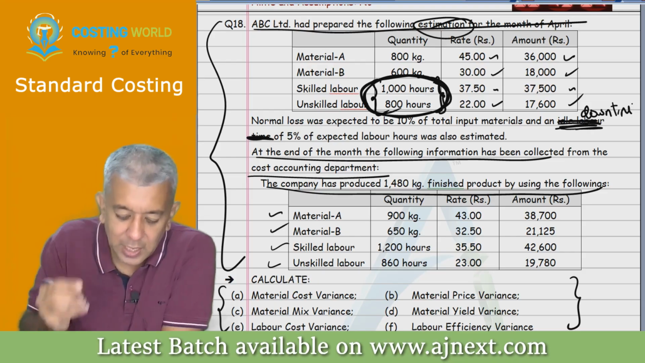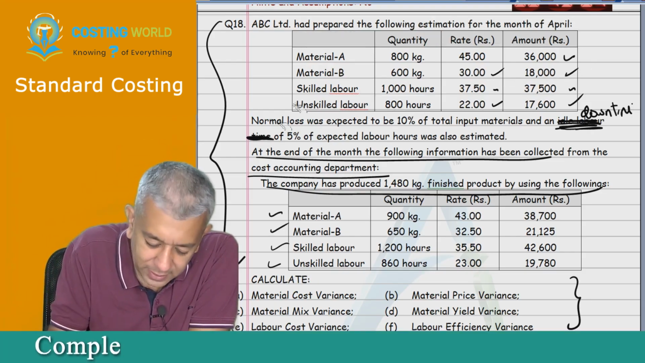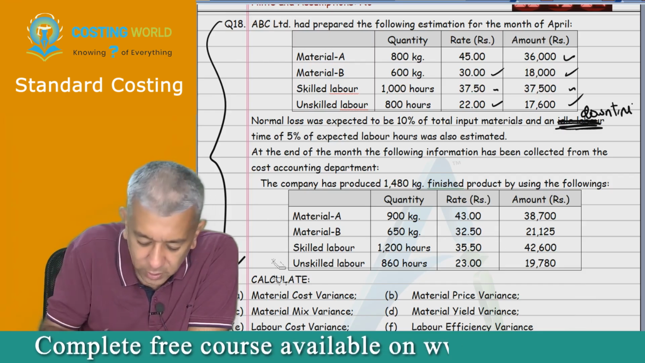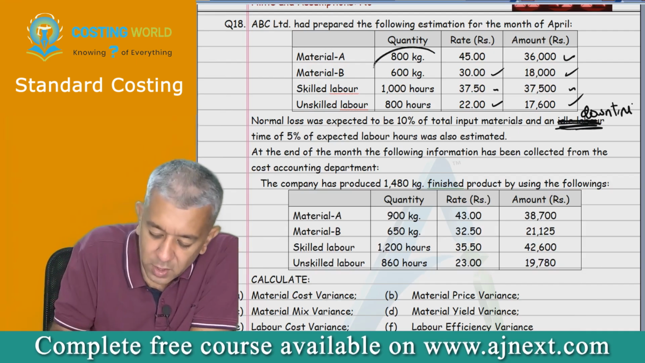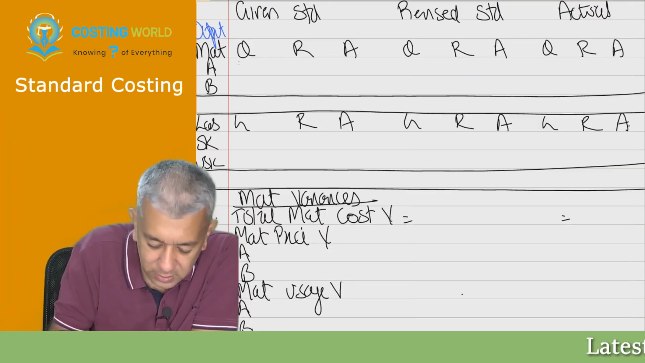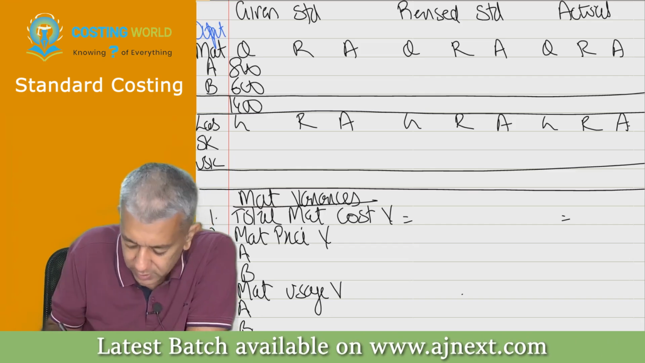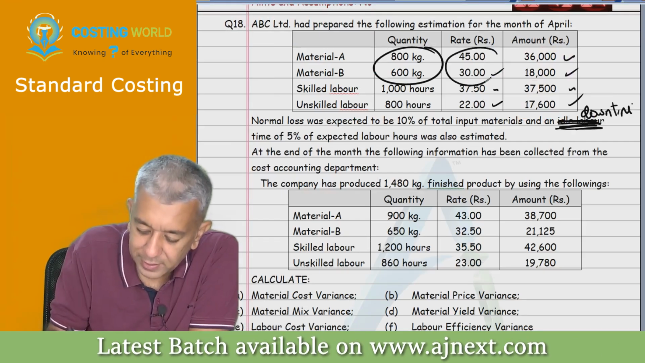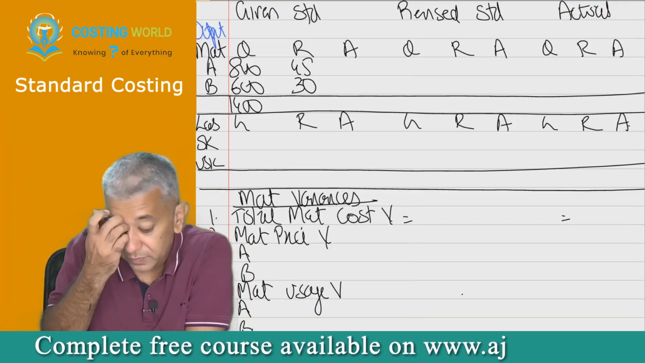Okay, let's start. This is the standard data. Let's start writing that standard data. I'm going to be completing all the variances. Sorry, I'll be completing all the formats for you. The variances you all can start. So 800, 600, 1400 at the rate of 45 and 30.